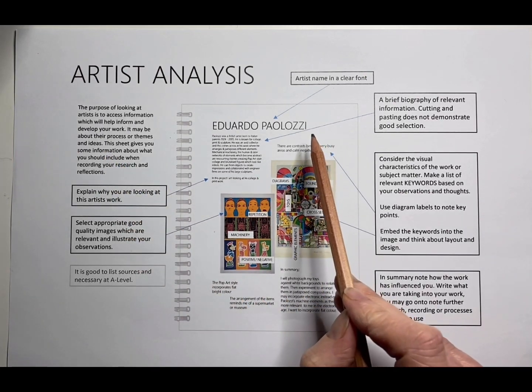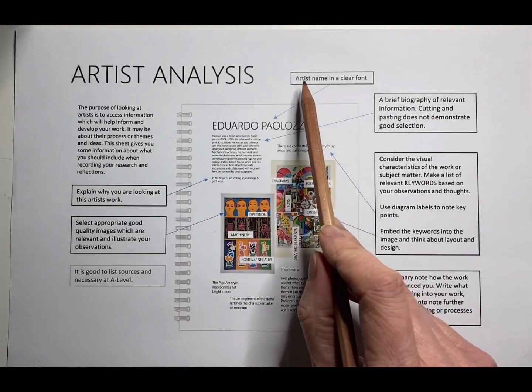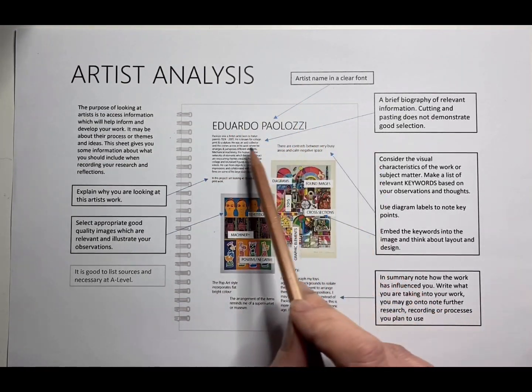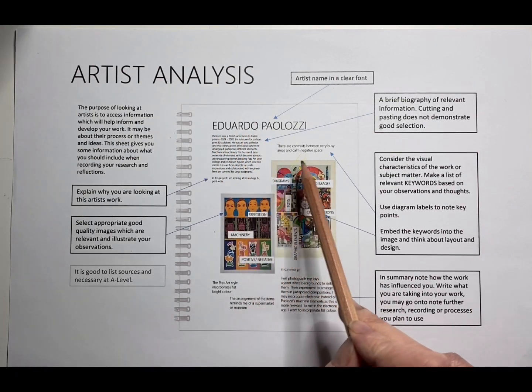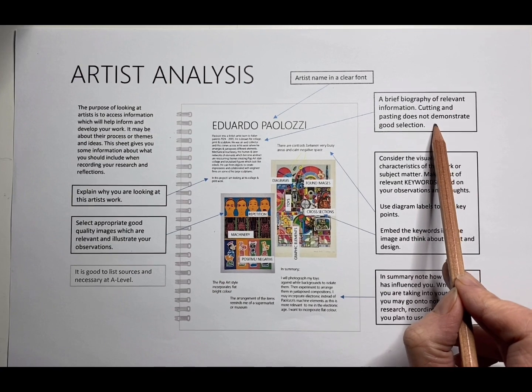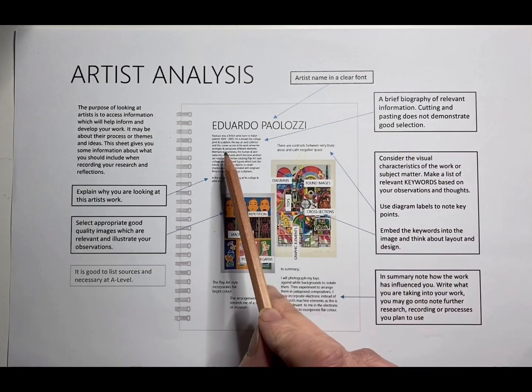Now we need to think about who we're looking at. In this example, we're looking at Edoardo Paolozzi, so we've got his name nice and clearly printed. Here, I've put some information, a bit of a biography about him, but it isn't cut and paste from the internet. That does not demonstrate good selection, so you need to do some research and read.